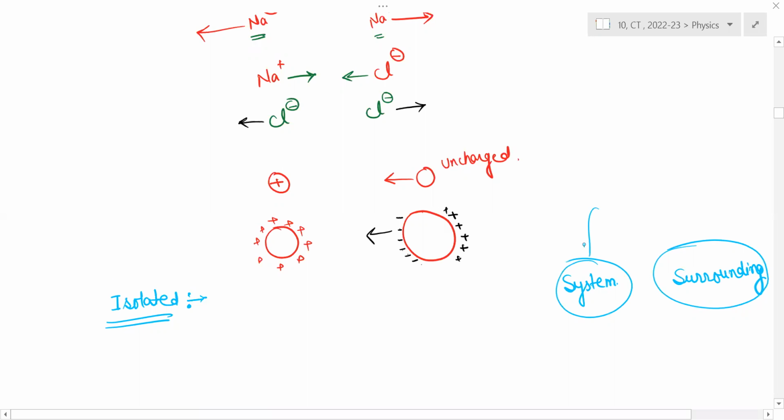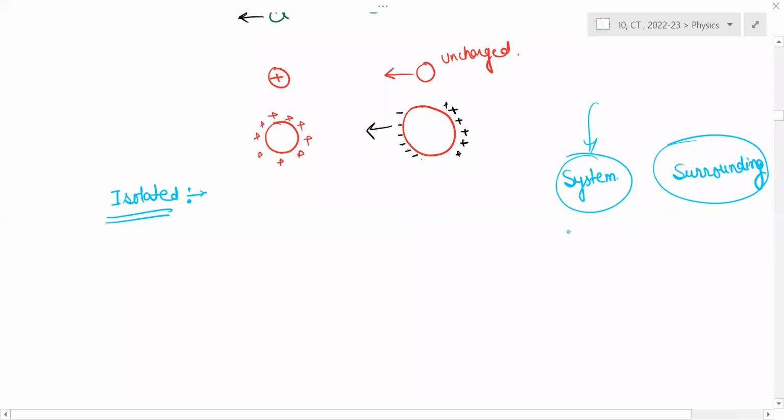And how do we define a system? System means any virtual or real boundary which confines the objects.